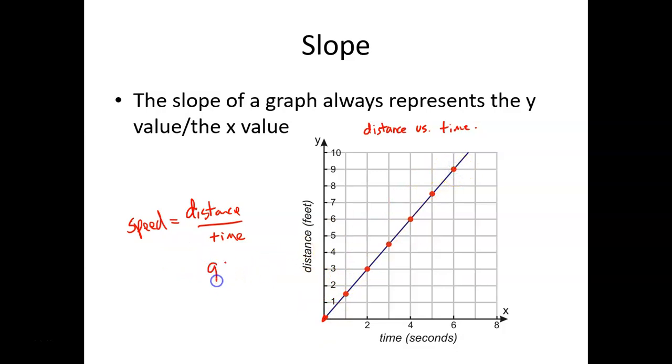Now, this graph is going up 9 feet over a time of 6 seconds. And so it's traveling at 1.5 feet per second. We know that because that is the slope: the change in the y-axis, going from 0 to 9, over the change in the x.